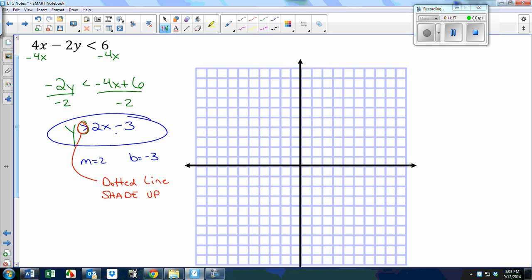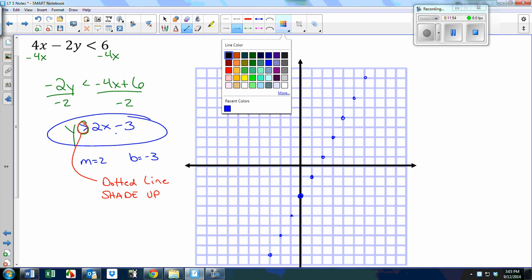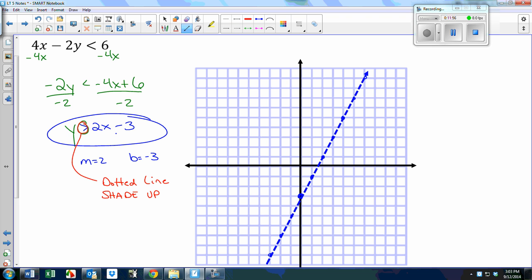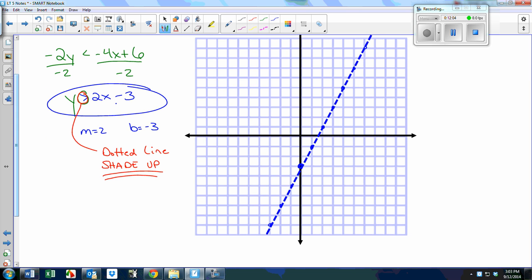So put it all together, and y-intercept's negative 3. Slope is up 2, right 1, up 2, right 1, and so forth, down 2, left 1. Grab a ruler. It's dotted, so we will take a ruler and make a dotted line. And according to this, we'll shade up, shade above. So above that line would be up here.